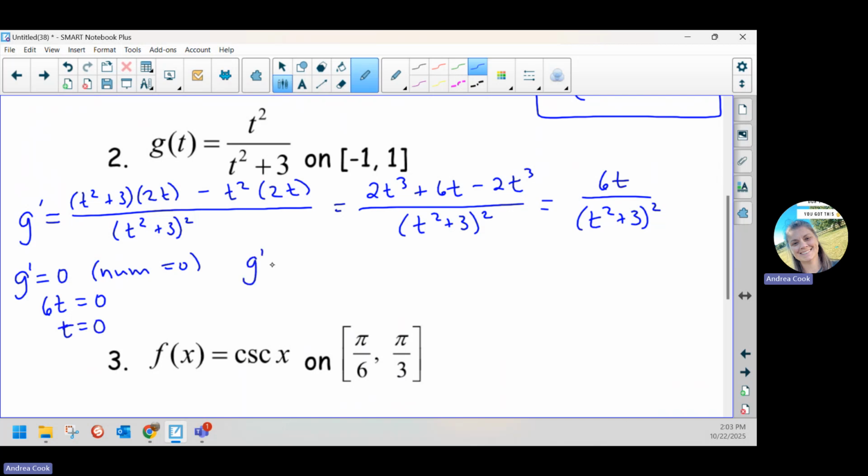Where is g prime undefined? A fraction's undefined when the denominator equals 0. So I'm going to take the denominator and set it equal to 0. Well, that's never going to happen because t squared can never equal -3. So there is none.